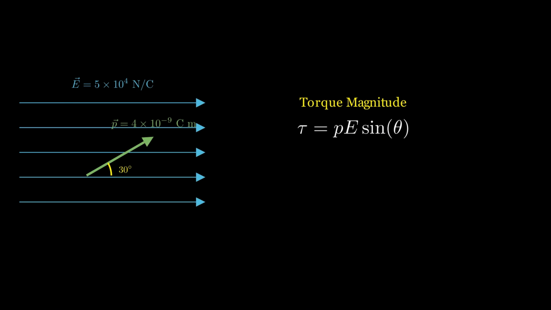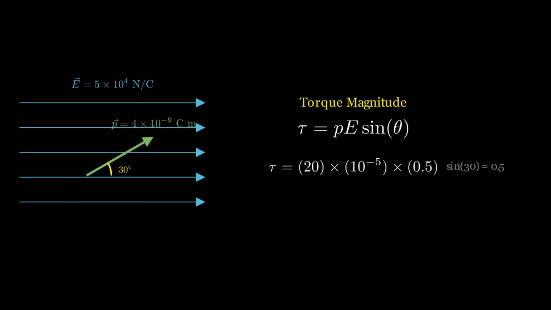The formula for magnitude is torque equals P times E times the sine of the angle theta. Let's plug in our values. P is 4 times 10 to the power minus 9, E is 5 times 10 to the power 4, and the angle is 30 degrees. Recall that sine of 30 degrees is exactly half.